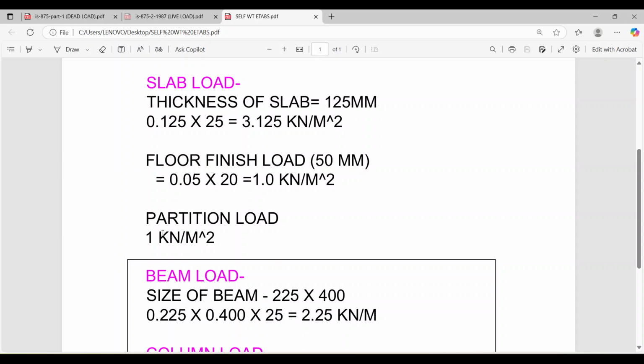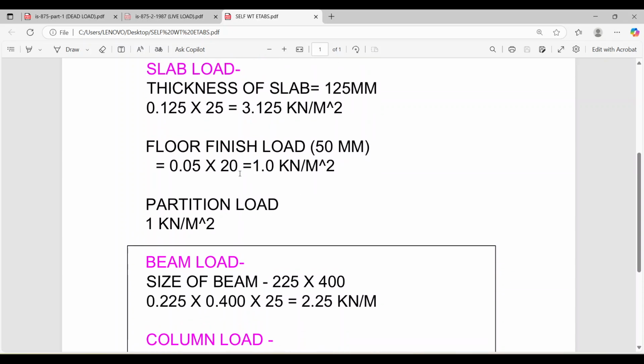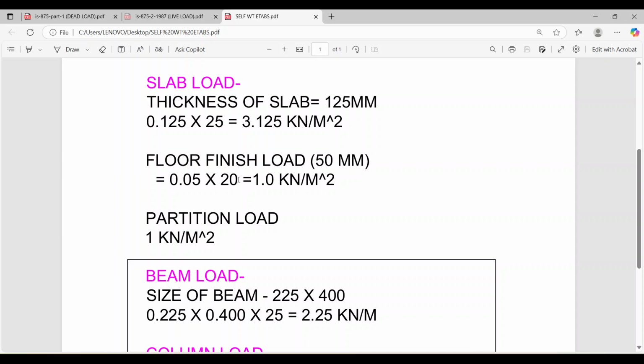Okay, but if there is no partition, like our residential buildings that have internal walls, for the internal walls we apply different loads. That is your wall load. So in that case, you need to consider this 3.125 and your floor finish load. So the dead load of the slab will be 4.125. Okay, so this is how you can calculate the slab load, self weight of the slab load.